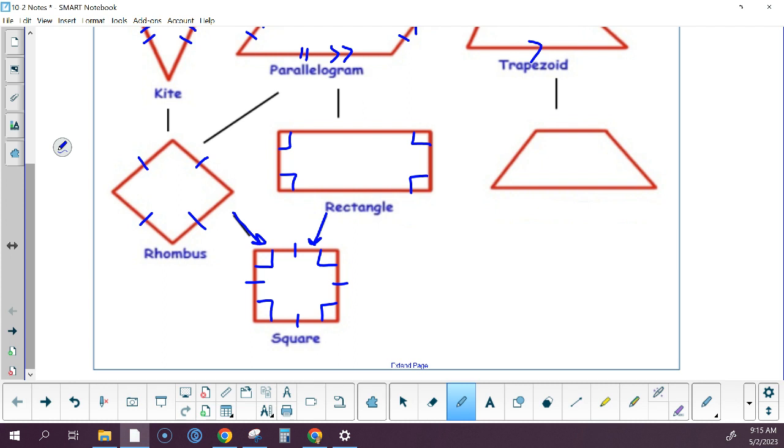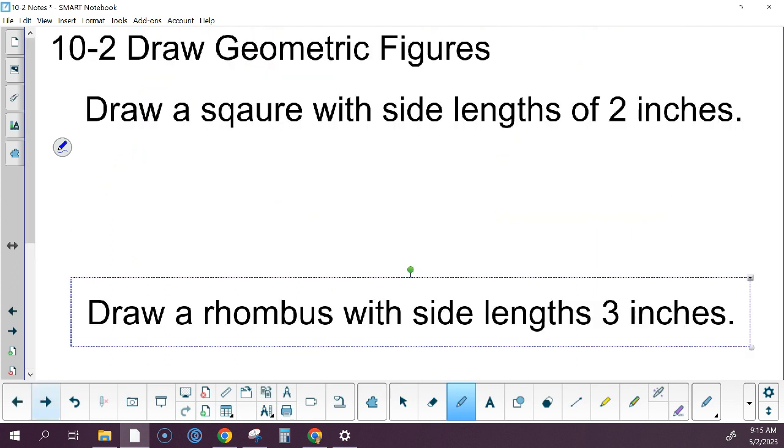Then over here we have one set of parallel sides, just like this, but these angles are congruent here, and these angles are congruent there. So that makes it an isosceles trapezoid. Just a little bit finer definition. Okay, to the next slide here, we're just going to be drawing some geometric shapes.